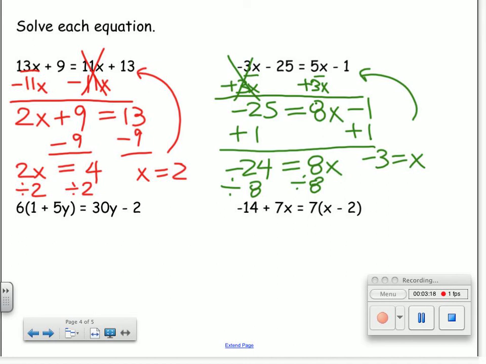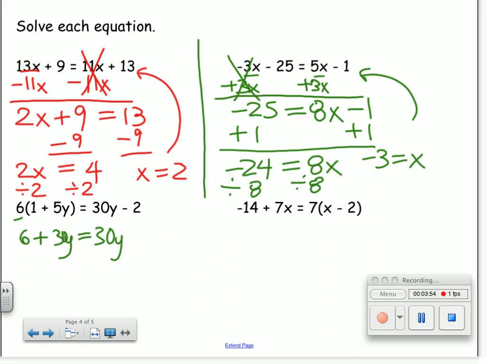So these two ones up here are the standard ones with the normal answers. The next two are a little bit special cases, so you need to pay really close attention to see what happens when you solve these. For this one here, I need to distribute that 6 to start with. So it's going to be 6 times 1, which is 6, plus 30y is equal to 30y minus 2.